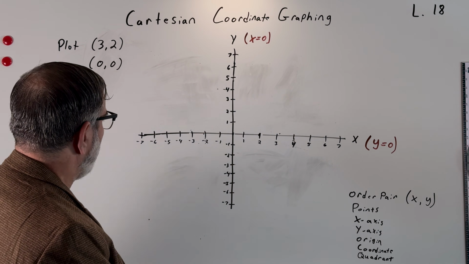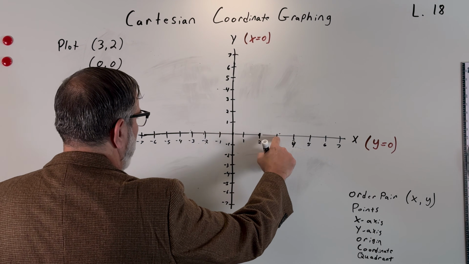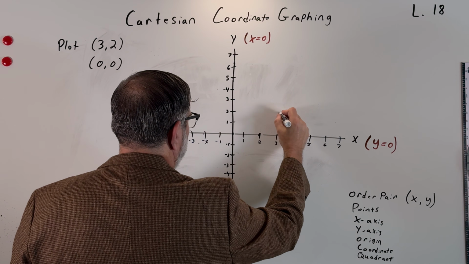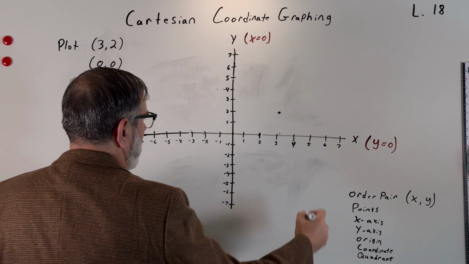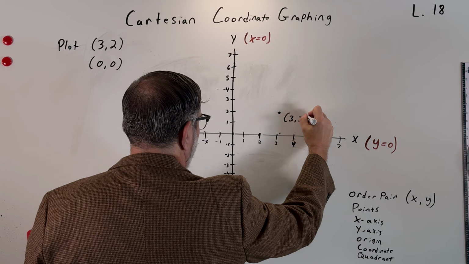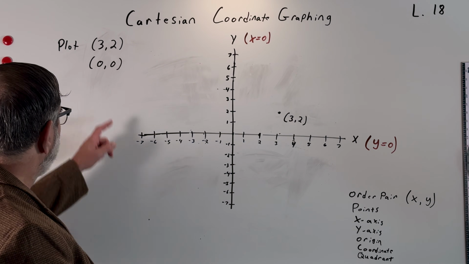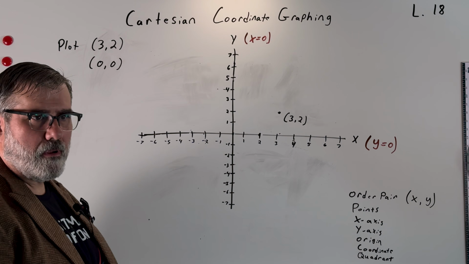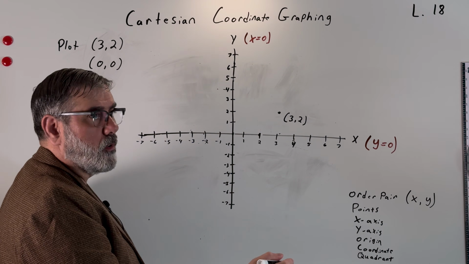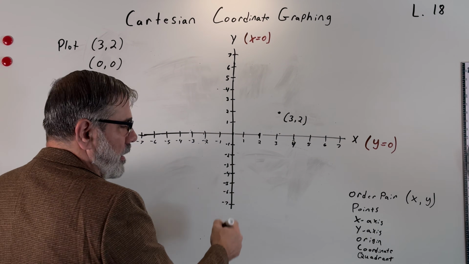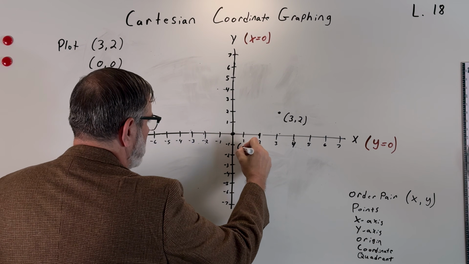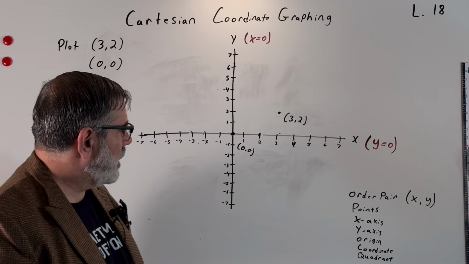All right, 3, 2. Well, that tells me from the origin, go over 3 and up 2. So I'll go over 3 and up 2. That's going to put me about right here, yes? And that's the point 3, 2. What about the point 0, 0? Well, that's just the origin, right? That says from the origin, go to the right or the left, 0, and go up or down, 0. So I just stay at the origin. So here I am at the origin. That's 0, 0.